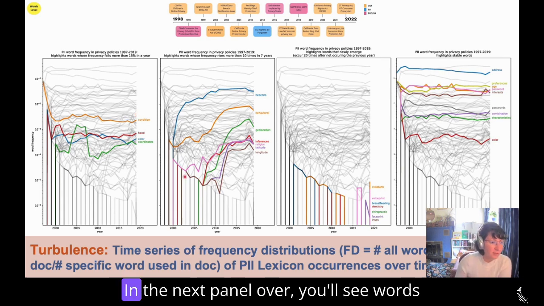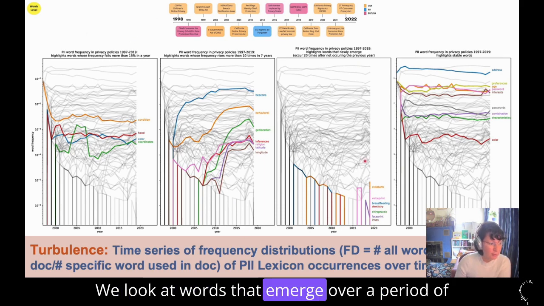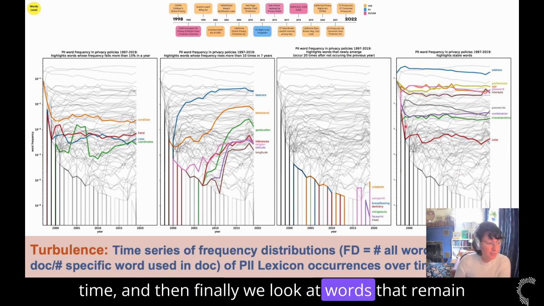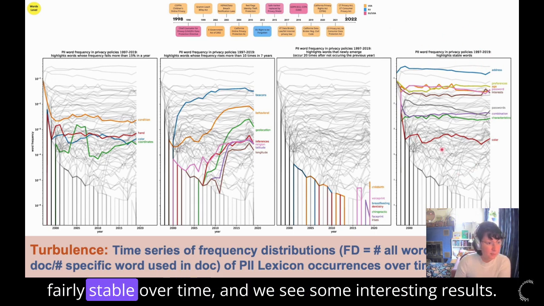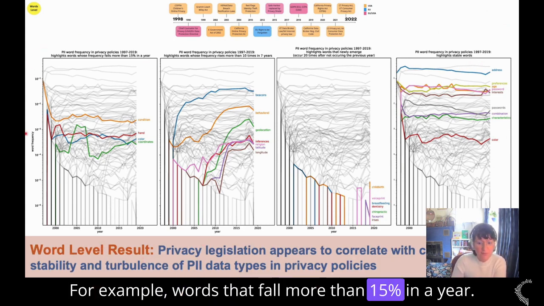In the next panel over, you'll see words that rise frequently over a period of time. We look at words that emerge over a period of time, and then finally we look at words that remain fairly stable over time. And we see some interesting results, for example, words that fall more than 15% in a year.